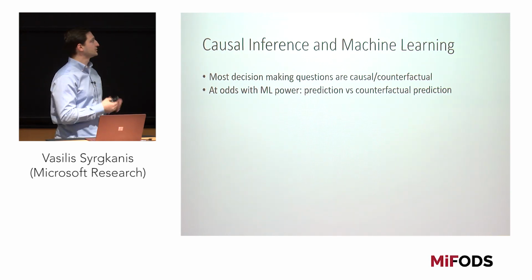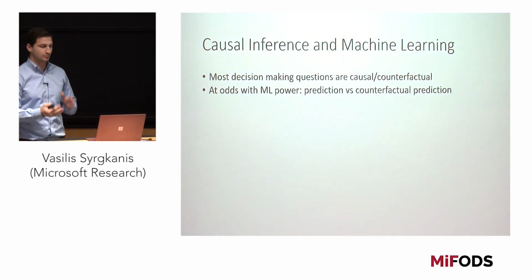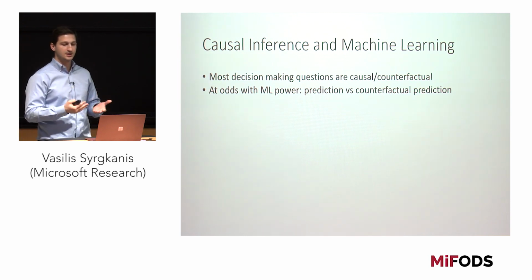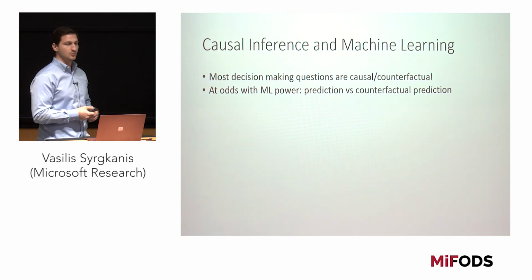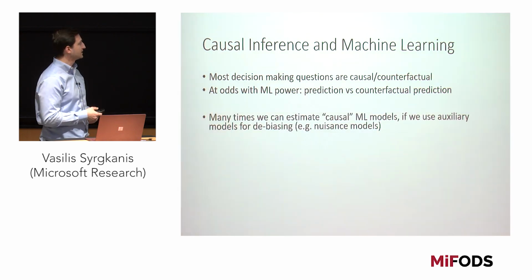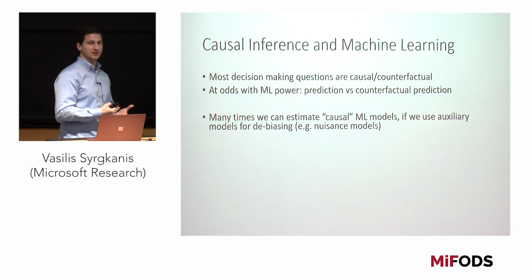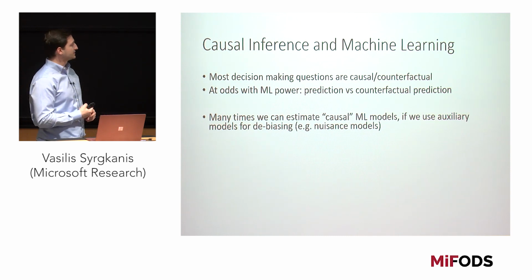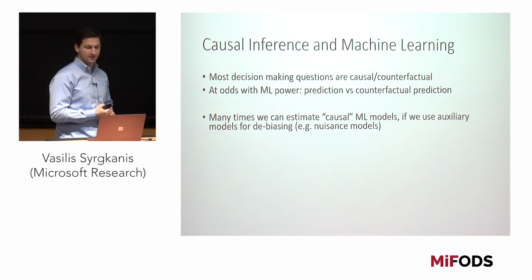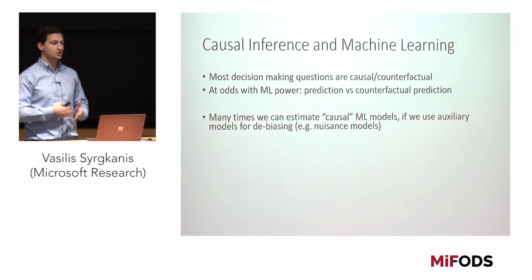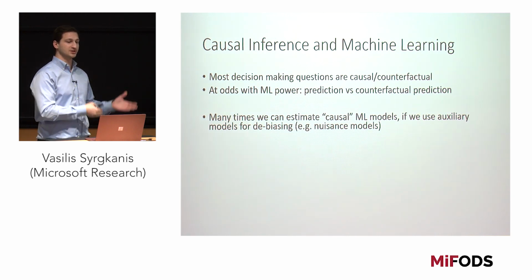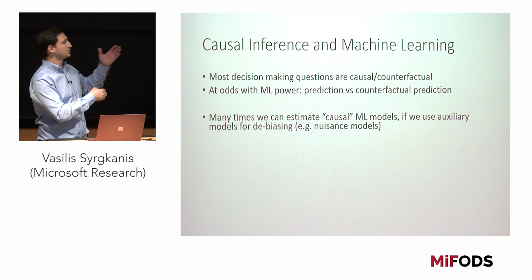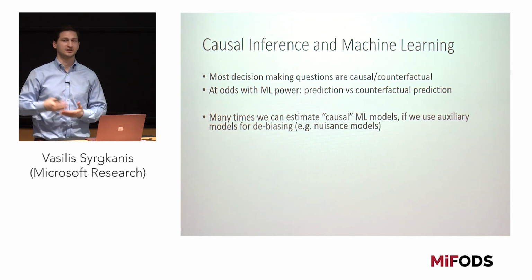And so you might think that these two points imply that machine learning is not a good fit for causal inference, but what we'll try to show in this talk is that many times we can still get a lot of benefit from using machine learning in decision-making or causal questions. For instance, many times we can estimate causal ML models as long as we use auxiliary models for debiasing the pure predictive models that we could have fitted if we deployed machine learning in a naive manner.